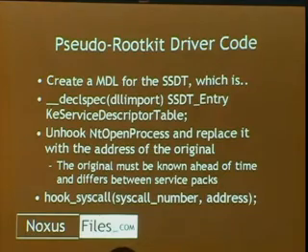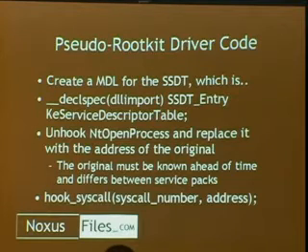So just a little pseudo rootkit driver code here. I'm calling it a pseudo rootkit because it doesn't do anything too malicious. It just unhooks a system call. So what we're going to do is create a memory descriptor list for this system service dispatch table, which is basically held in this DLL import right here that I believe is gotten from ntoskrnl.exe.